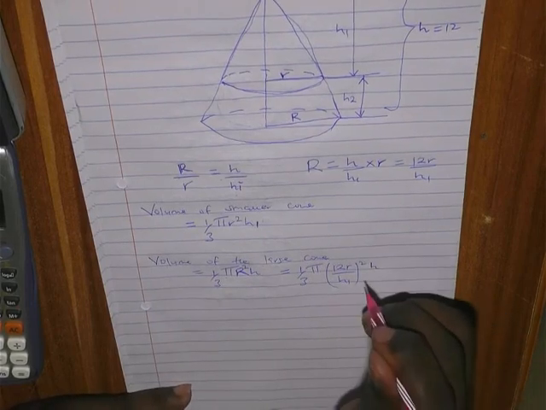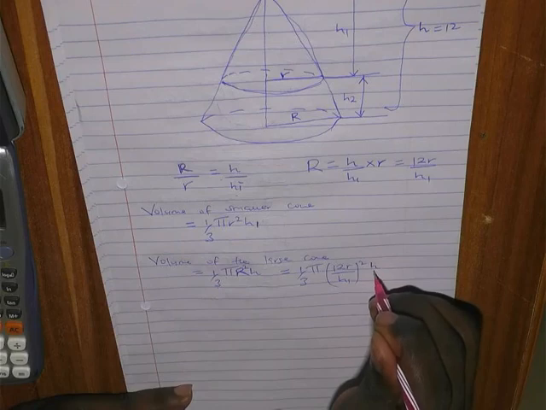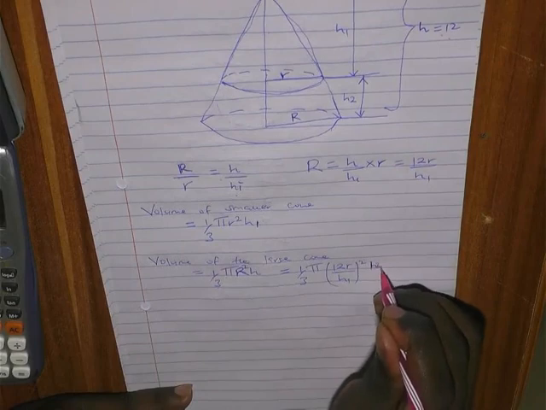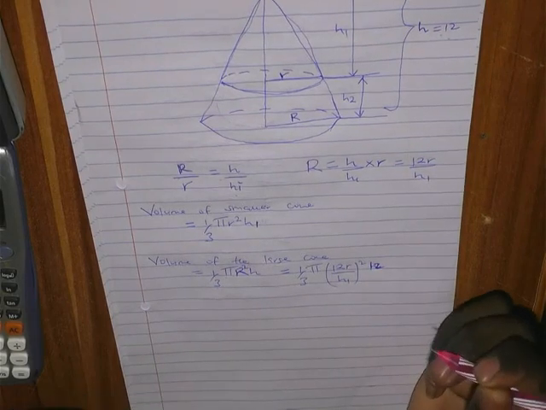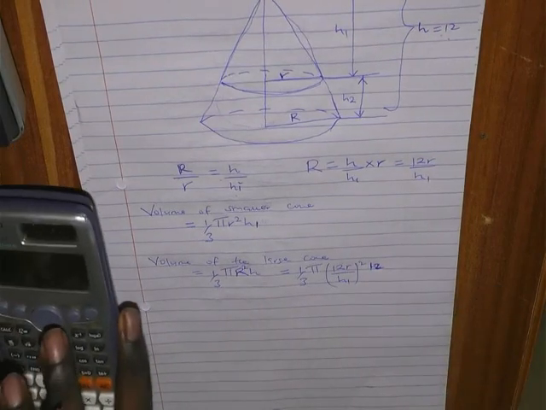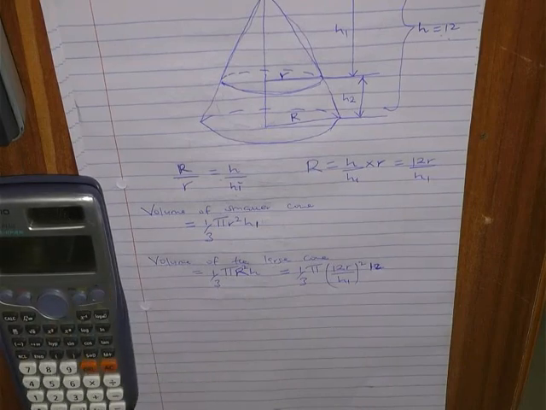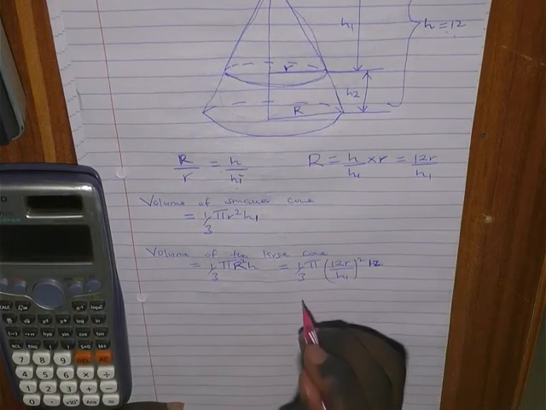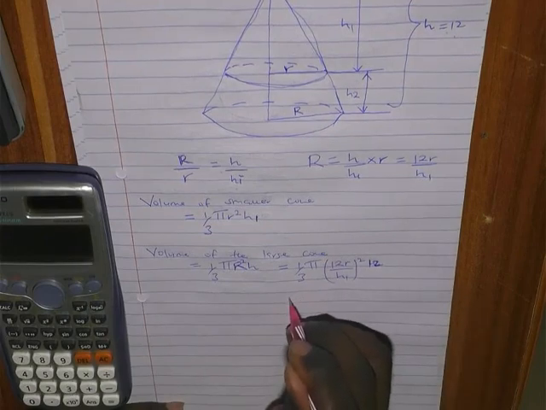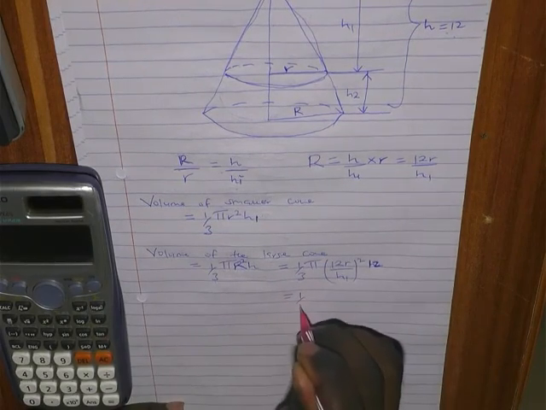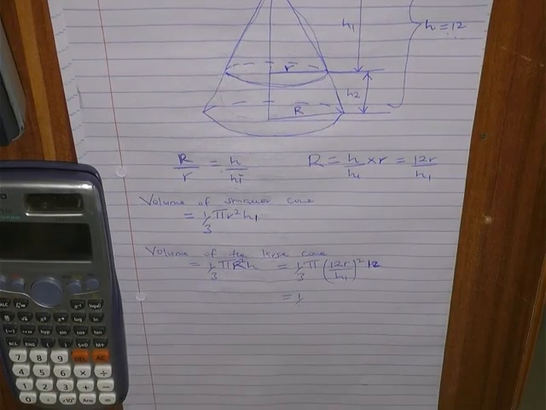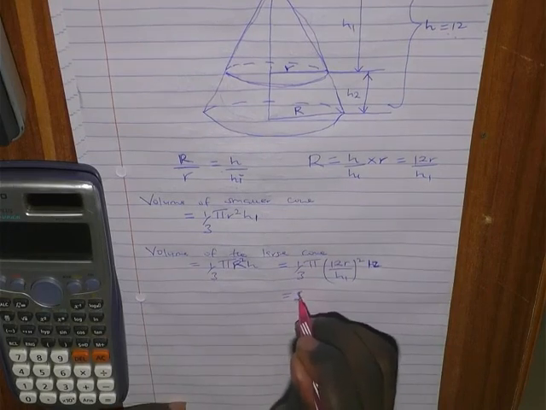And our h here, we already know what the value is. It is 12, so it's going to be 12 here also. So let's do it. Let's open it up. We have 12 squared, which is 144, multiplied by 12, giving us 1728. So we have it equals to a third. So let's just do 1728 divided by 3, which gives us 576.